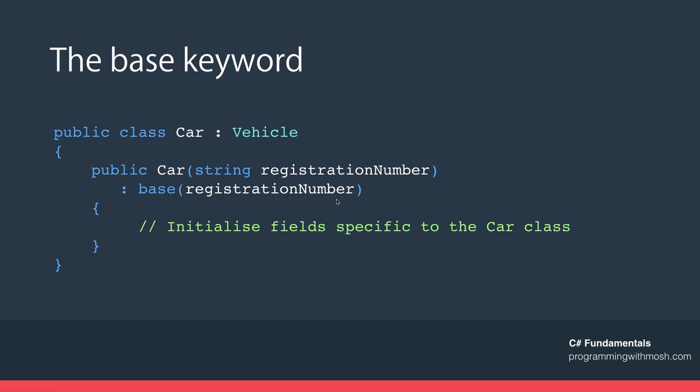So the constructor of the car class receives an argument called registration number, and here we simply pass it to the base class's constructor. And in the constructor of the car class here, we should write anything specific to the initialization of the car class itself. Okay, now let's start coding and see these concepts in action.